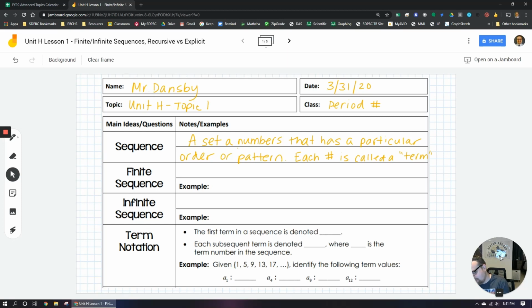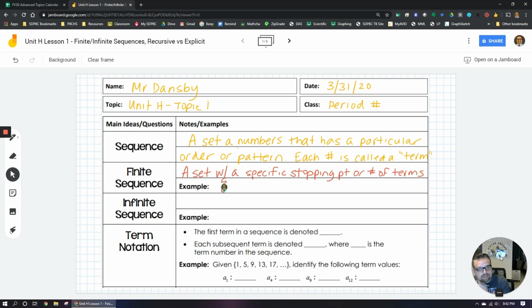I'm going to change the pen color too. So this is a set with a specific... okay, so an example of something that would be a finite set.